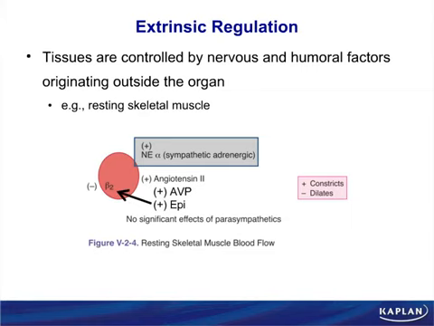Don't forget though, very high yield for Step 1, a big important point: epi can also vasodilate by binding to the beta 2 receptor, Gs, cyclic AMP. So epi can cause vasodilation via beta 2 receptors. And it turns out that skeletal muscle has quite a few beta 2 receptors. So we can see significant increases in flow at a low dose of epi via the beta 2 vascular receptor.